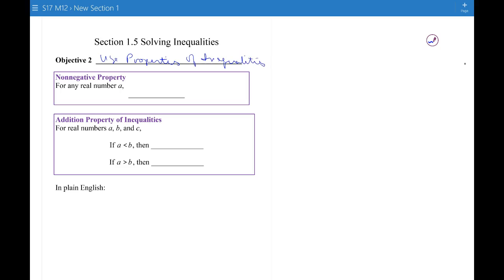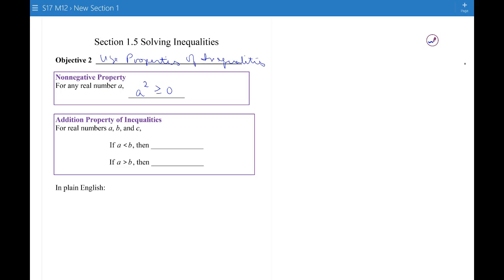So the non-negative property says, for any real number a, if I square a, I'm always going to get either a positive number or 0. That's the only possibility. So we discovered that when we were using the quadratic formula, the b squared in the quadratic formula is always a positive number for this very reason.